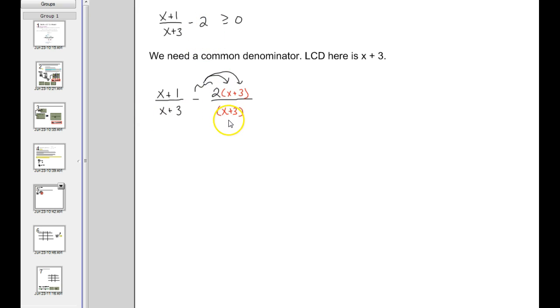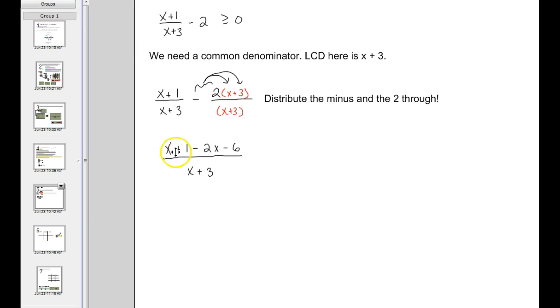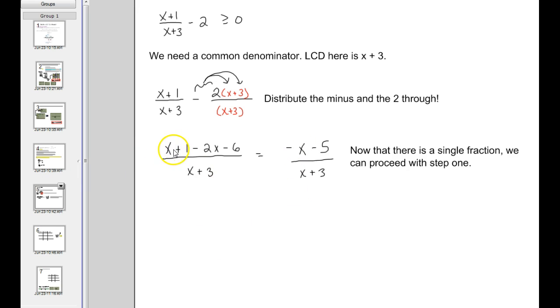So this one didn't have a denominator, so we're making it have a denominator of x plus 3, but because we altered the bottom, okay, the old denominator here was 1, you can write that as 2 over 1. Since we multiplied the bottom by x plus 3, we have to do the top by x plus 3. And then we need to distribute that minus 2 through the numerator. All right, and once we do that, we get x plus 1 minus 2x minus 6, and then we combine that over the same common denominator, so just x plus 3 on the bottom. All right, then we simplify the numerator. x minus 2x is negative x. 1 minus 6 is negative 5. Then on the bottom, x plus 3.